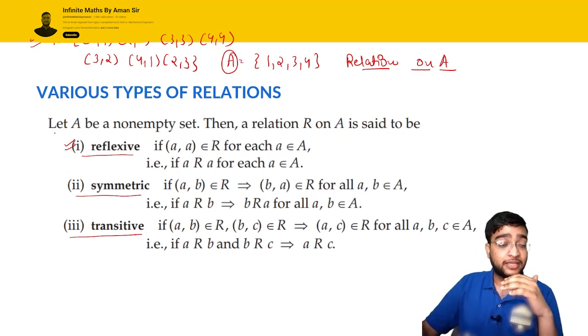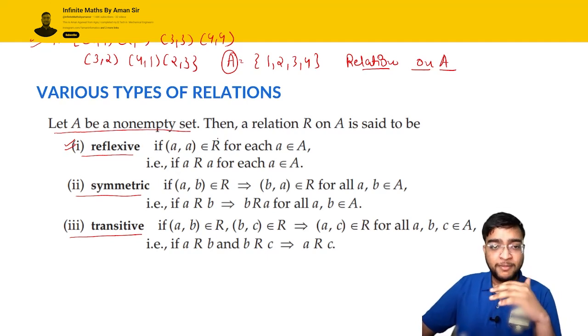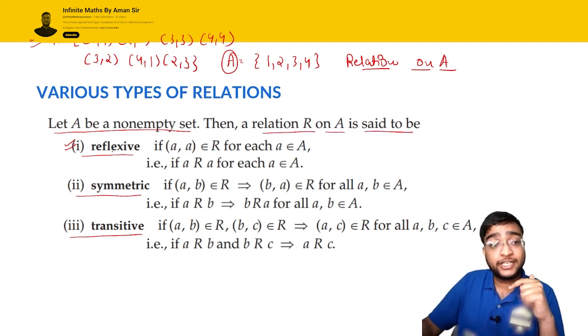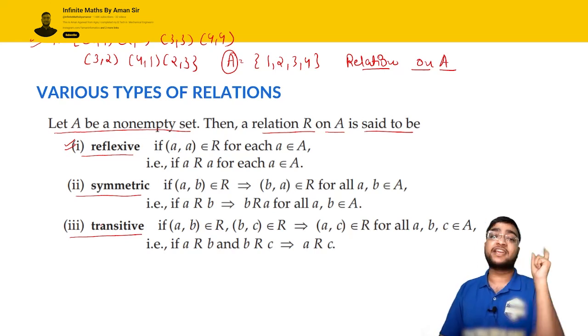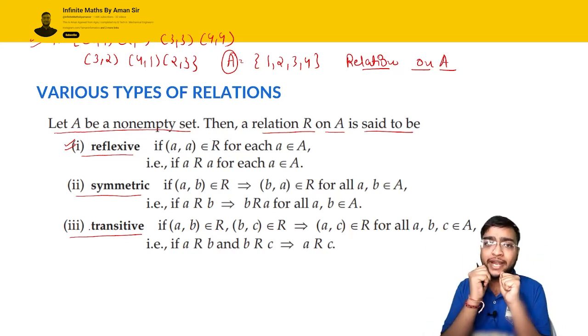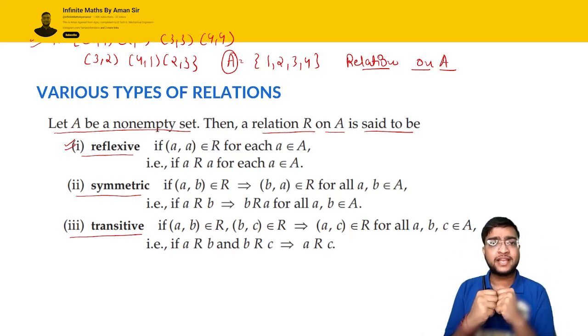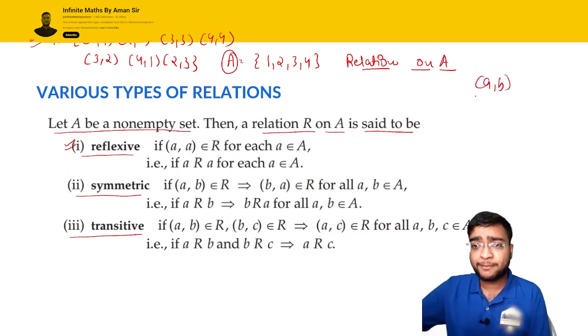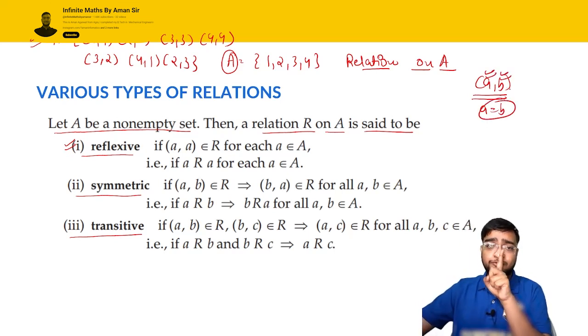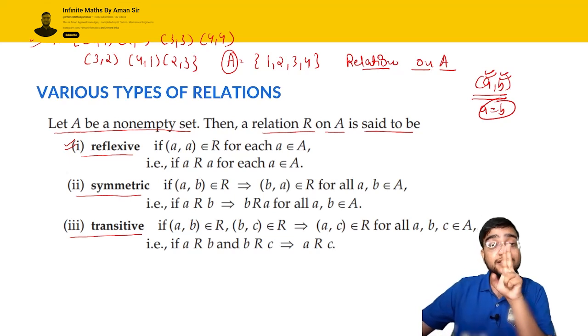Let A be a non-empty set. A relation on A is said to be reflexive under what condition? For the reflexive condition, the relation must contain the identity pairs for the whole set A. What is the identity relation? We learned in our previous lecture that if (a, b) are the pairs of the relation, then a equals b. The first coordinate element and the second coordinate element must be the same.